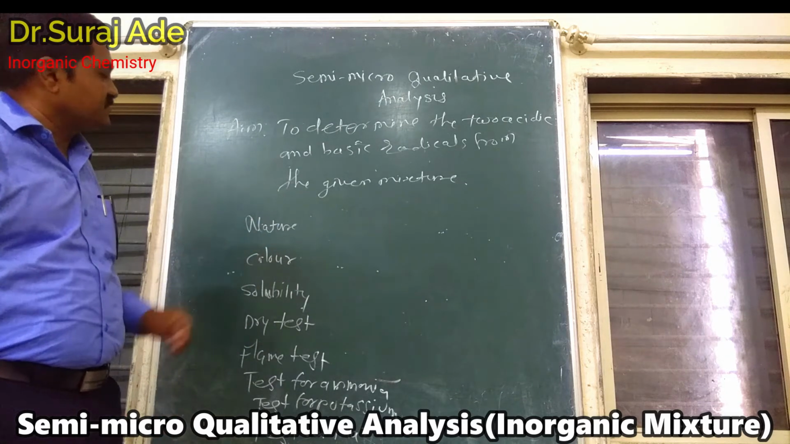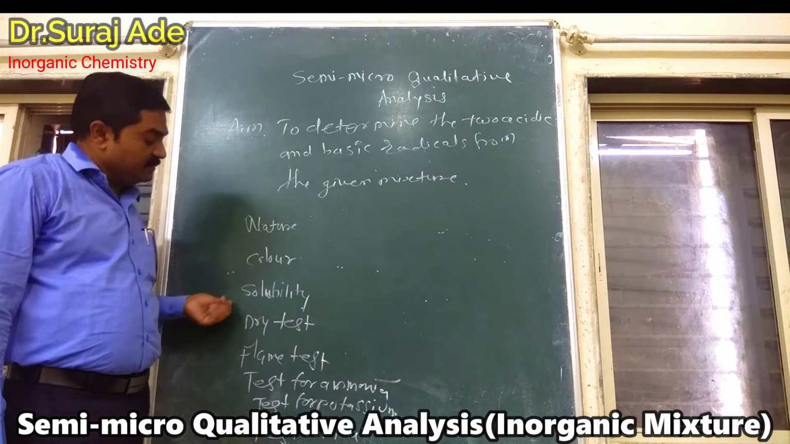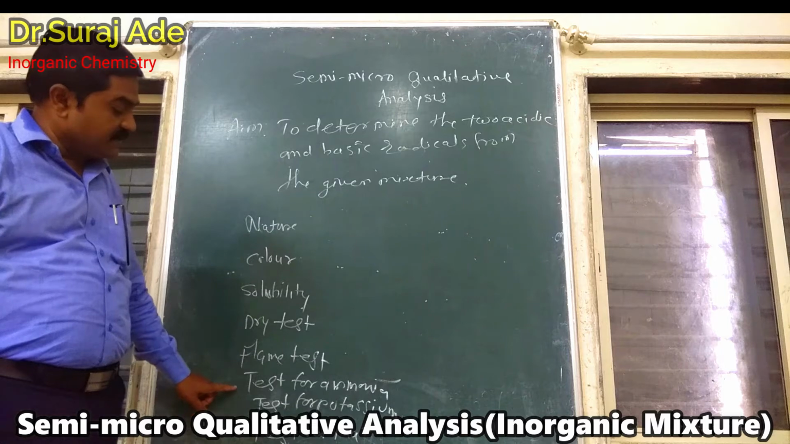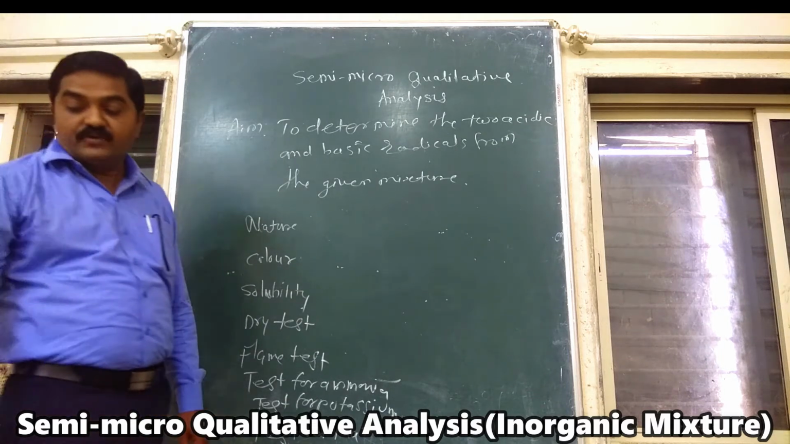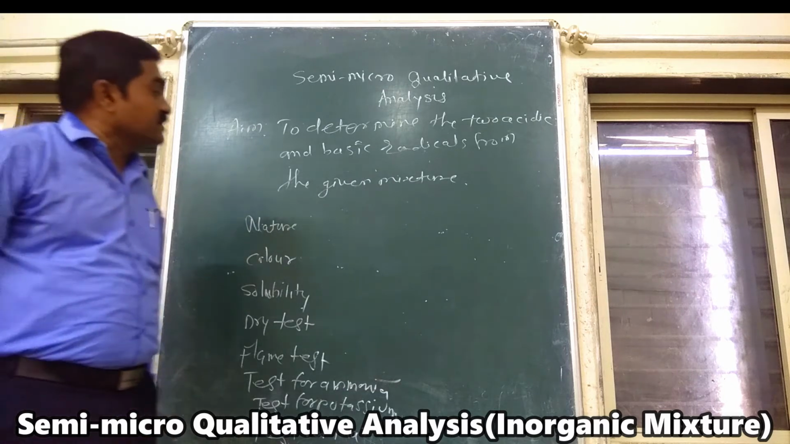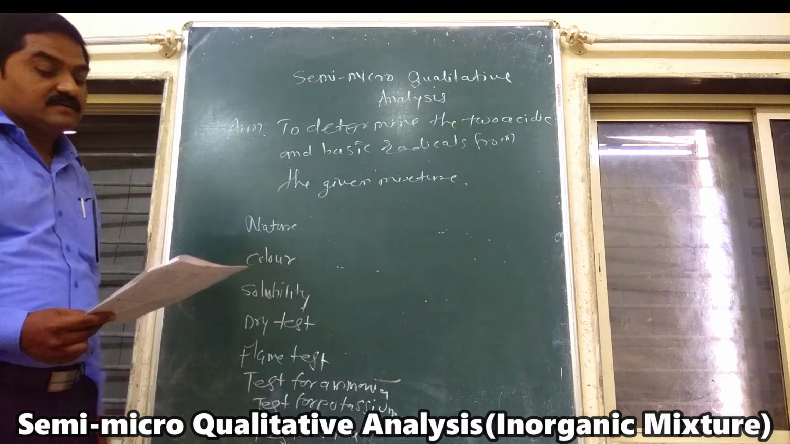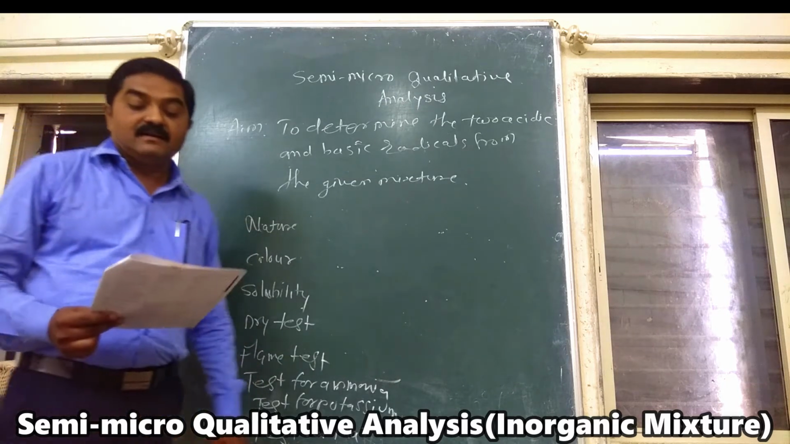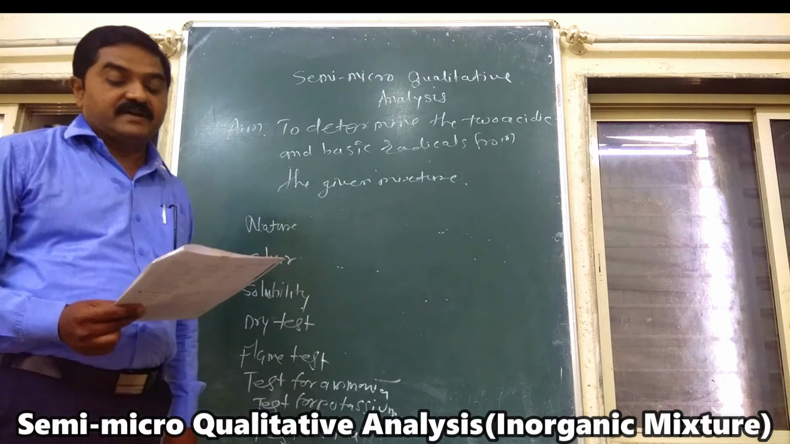In the preliminary test, we have performed nature, color, solubility, dry test, flame test, and test for ammonia, test for potassium, and test for sodium here. In the first, nature means we have to see the crystalline as well as the amorphous nature. So here, which elements are present in the crystalline sample and which elements are present in the amorphous nature.